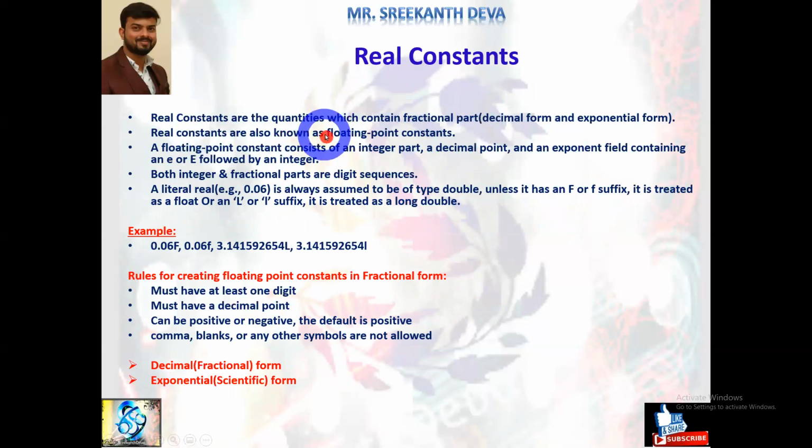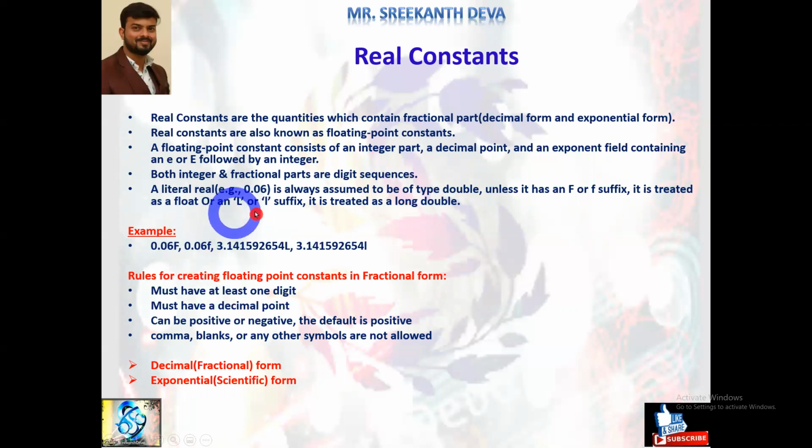The second type is called real constants. Real constants are the quantities which contain a fractional part. Integer constants won't support a fractional part, but real constants contain a fractional part, in decimal form and exponential form. Real constants are also known as floating point constants. A floating point constant consists of an integer part, a decimal point, and an exponential field represented by small e or capital E followed by an integer. Both integer and fractional parts are digit sequences.